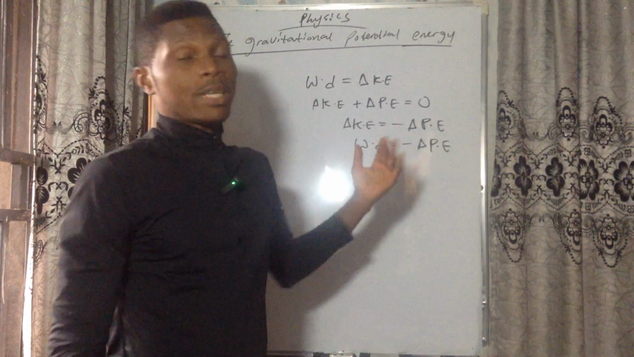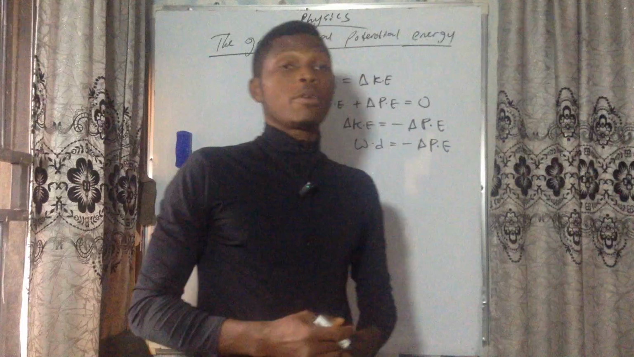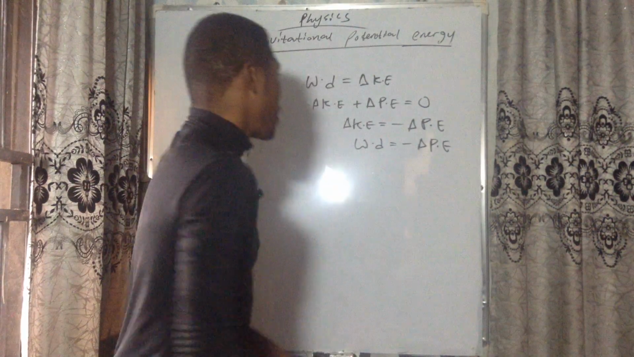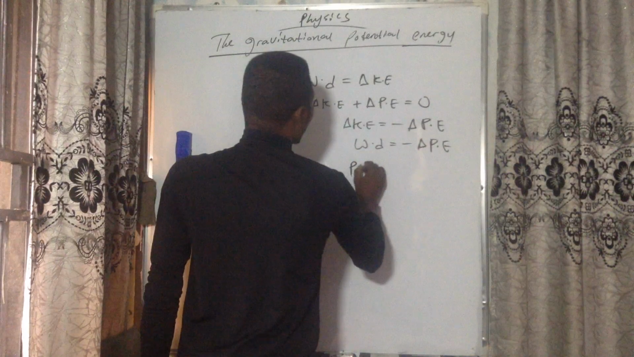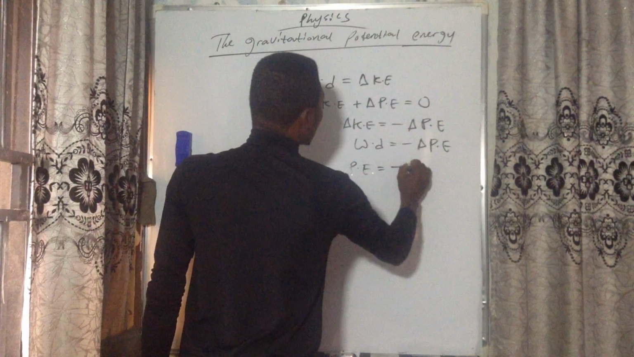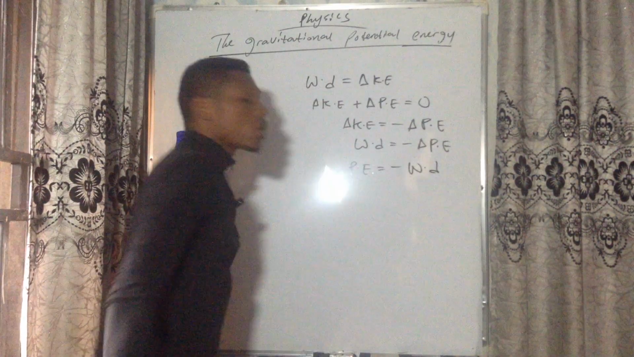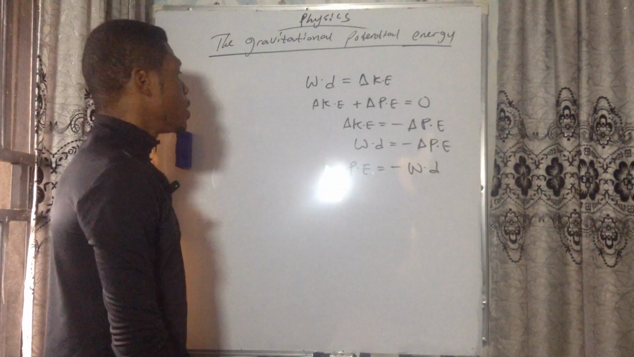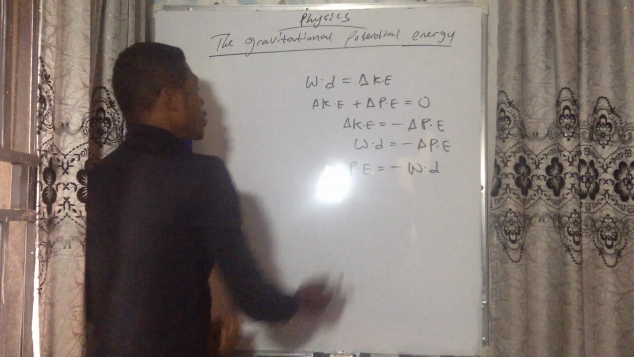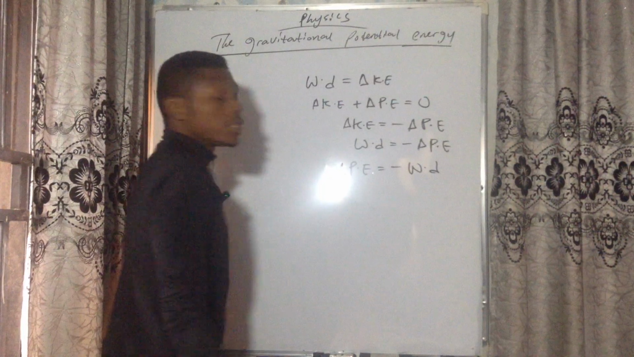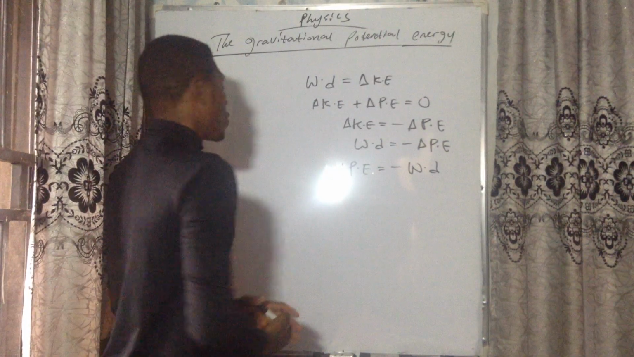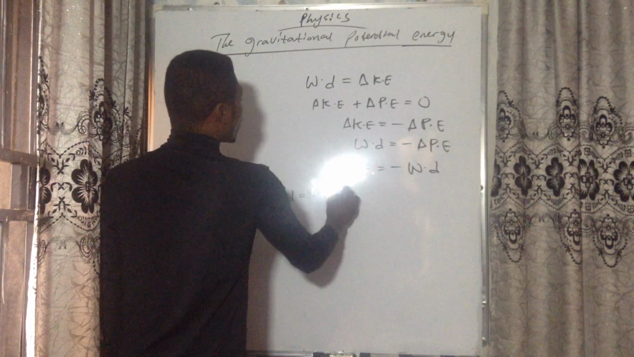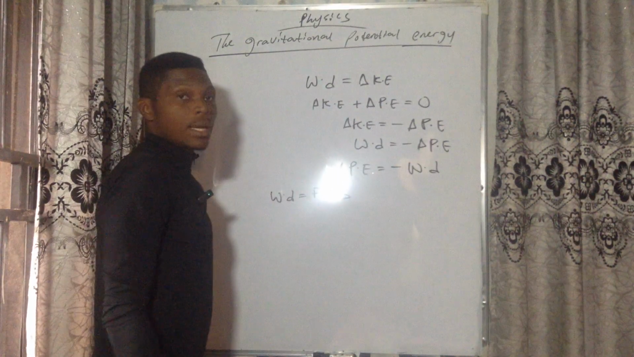Now let us use this formula to find the formula for the potential energy. Remember, in this case the potential energy will now be equal to the negative of the work done. Do you understand? The negative of the work done. So remember, this is the change in potential energy. Now work done is equal to what? Force times distance. Okay.